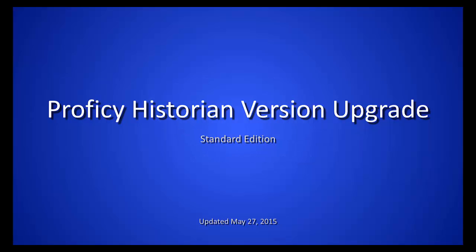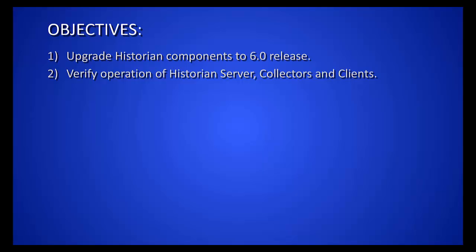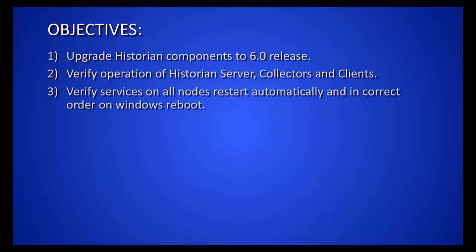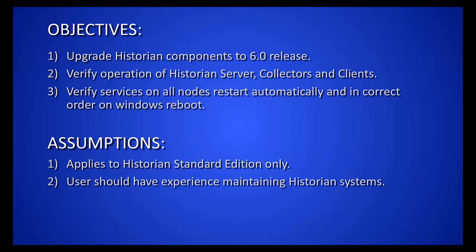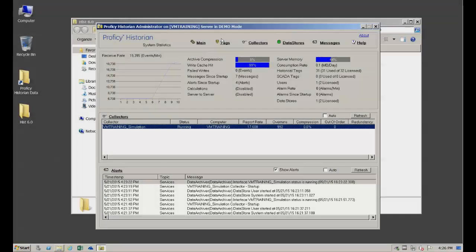This presentation is on Proficy Historian version upgrade of Standard Edition. The objectives for this video are to upgrade historian components to a 6.0 release, verify operation of the different historian components, then verify all the services on the nodes restart automatically. This applies only to Historian Standard Edition, and whoever applies this should have experience with historian systems.